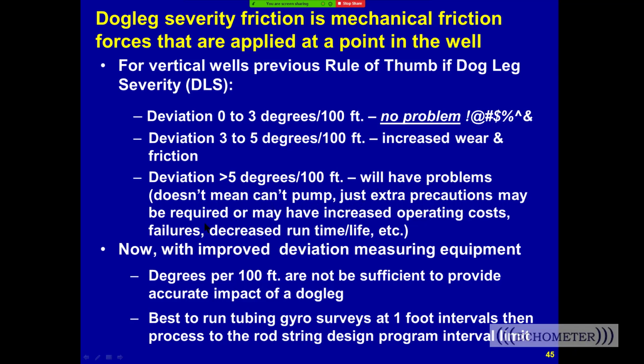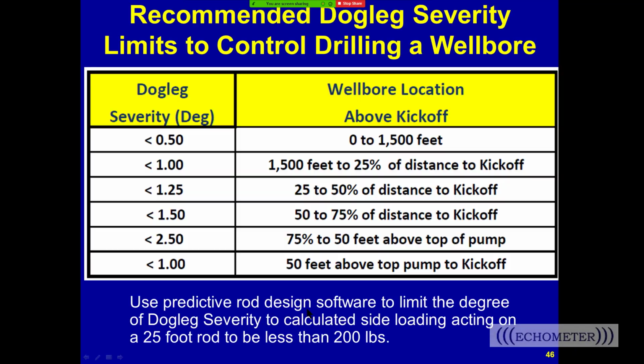But it really depends on where the dog leg is at. Probably shouldn't be using a 100-foot station. You should probably use a closer spacing of your measurements. Maybe even down to a foot with a gyro survey. So this is a recommendation that we published in the paper, and it says for wells that are 8 to 10,000 foot deep, you should have a dogleg severity from zero less than a half a degree from 0 to 1,500 feet, less than 1 degree from 1,500 to 25% of the depth of the well.